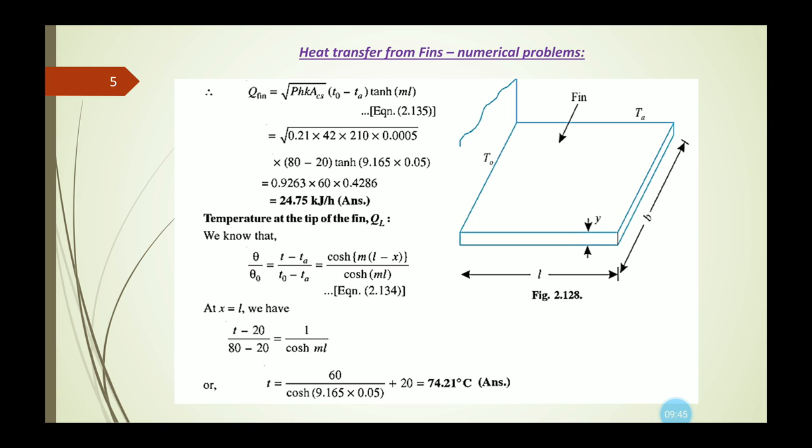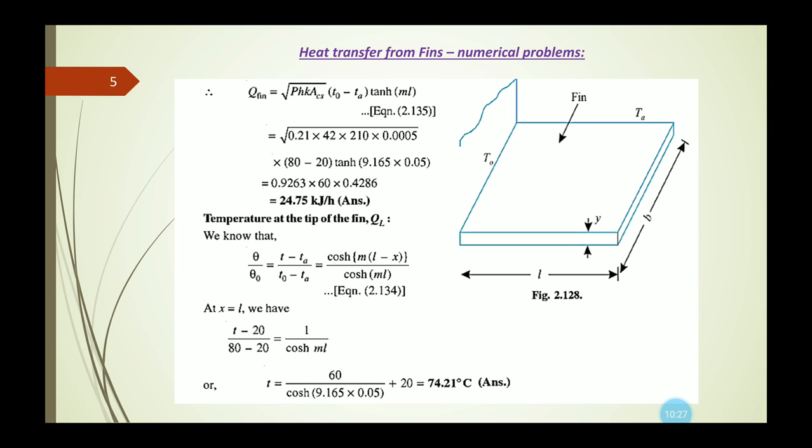For the second part of the numerical, we need to find the temperature at the tip of the fin. For this we use the formula theta by theta naught, which is T minus T a divided by T naught minus T a, equals cosh m(L minus x) divided by cosh mL. We have seen this formula earlier while discussing the derivation of the fin heat transfer formula. Now at x equals L, we can write this equation as T minus 20 divided by 80 minus 20 equals 1 by cosh mL.